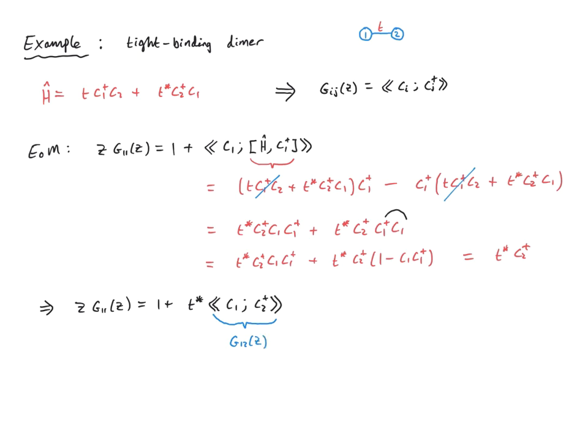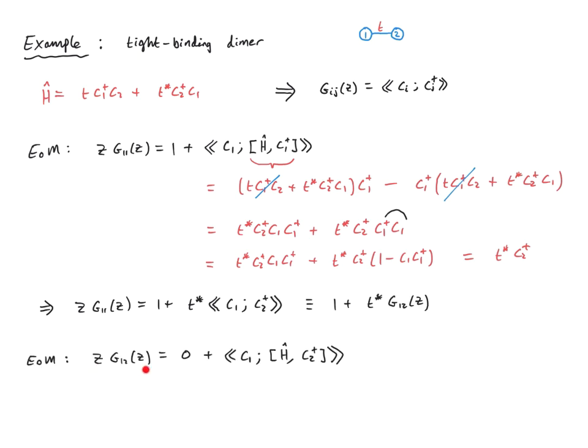So we see that we have related G11 to G12. But this is not quite what we want. We would like to be able to find an explicit expression for G11 and G12 and so on. And in fact, we can do that simply by applying the equations of motion a second time, this time not for G11, but for the Green's function G12 that appears on the right-hand side here. The equation of motion then is z times G12 is equal to 0 this time, because we're looking at different operators, 1 and 2, and then the correlation function formed by the operator C1 and the operator formed by the commutator of the Hamiltonian with C2 dagger.